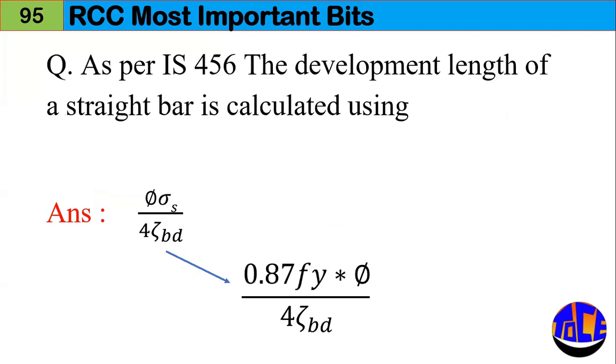Question number 95. As per IS 456, the development length of a straight bar is calculated using dia into stress in steel divided by 4 times of bond stress. That is, stress in steel into dia of bar divided by 4 times of tau BD. Remember like this. So what is the stress in steel? It is 0.87 into Fy. So remember this formula.